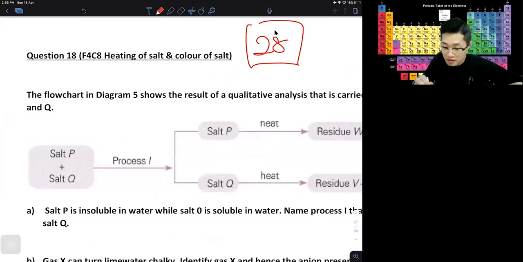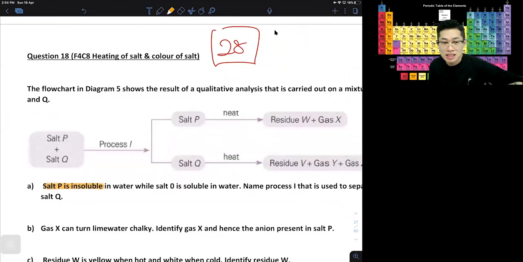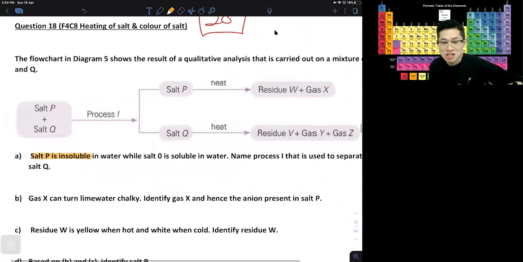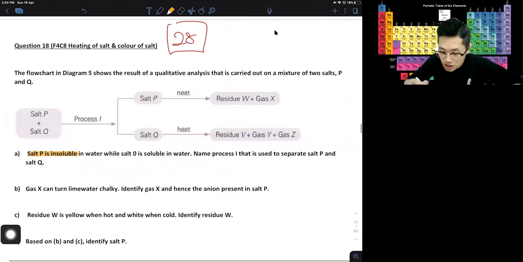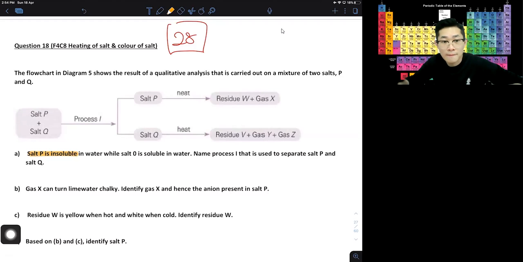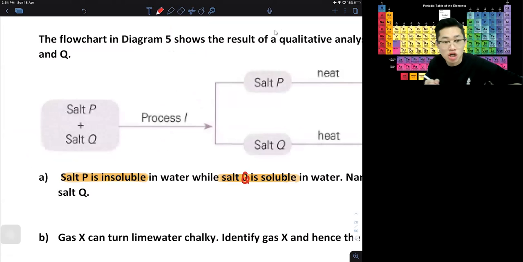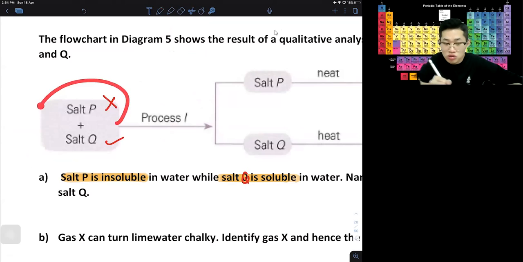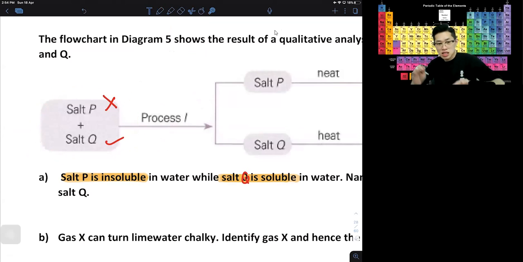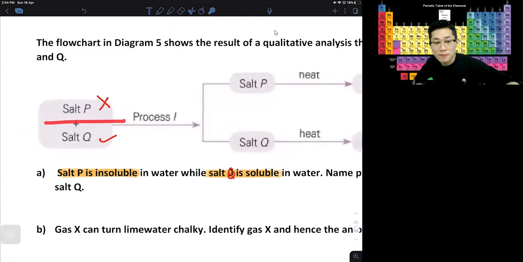We have salt P. The question says that P is insoluble. Salt P is insoluble. Salt Q is soluble. They want you to name a process that is used to separate P and Q. This is insoluble and this is soluble. How to separate a salt that is insoluble and a salt that is soluble?